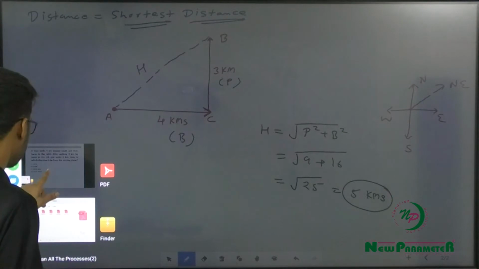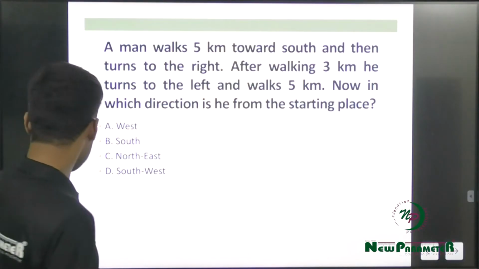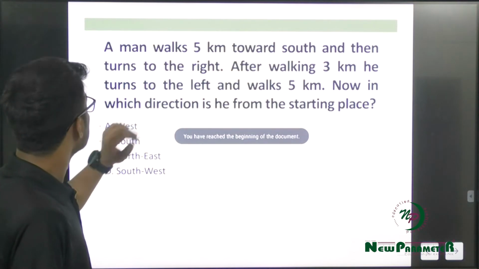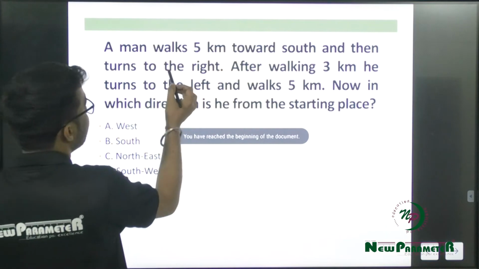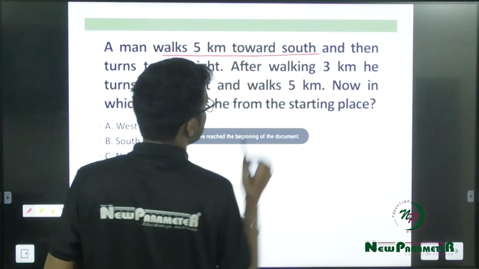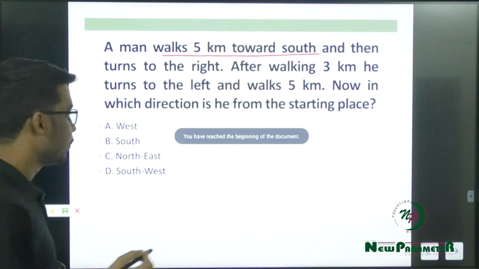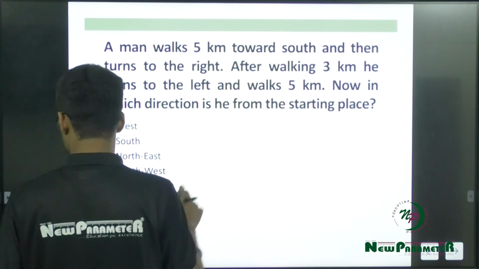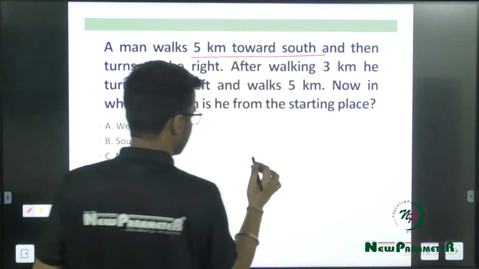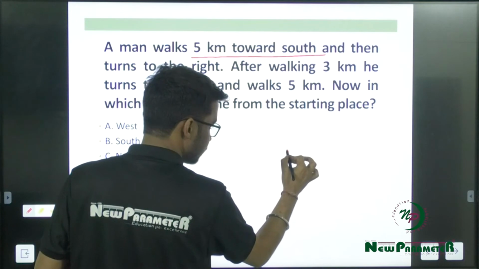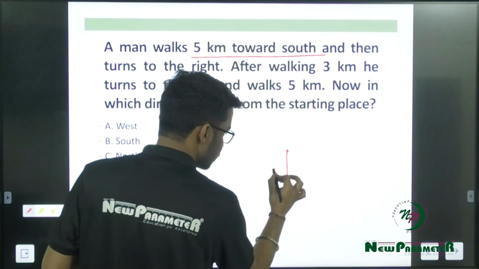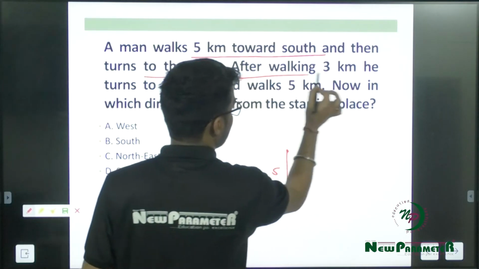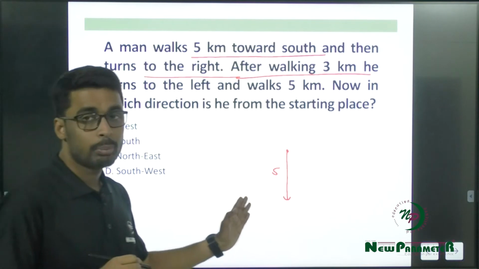Let's take down some examples. Now this is my first example. In this particular case, it has been given to me, a man walks 5 kilometers towards south. From a particular point, a man is moving 5 kilometers towards south. Right? So let's take down, this was my starting point and I am moving 5 kilometers towards my south. Now he then turns to right after walking 3 kilometers. Now from this particular point he turns to right.